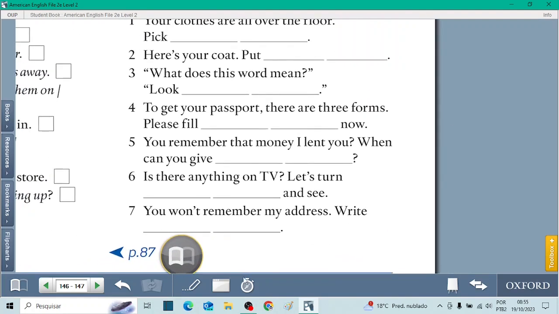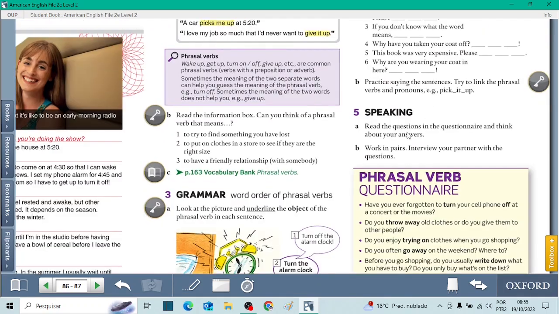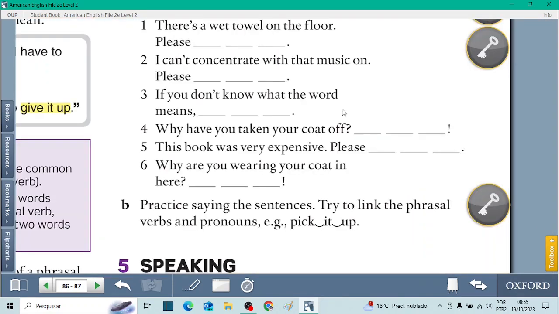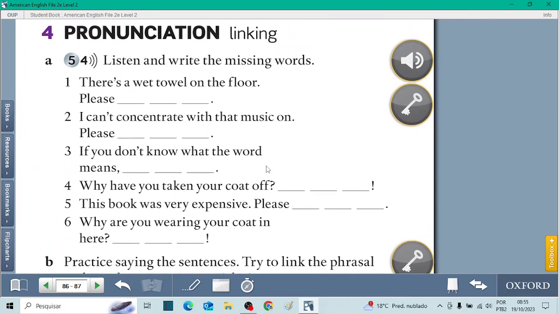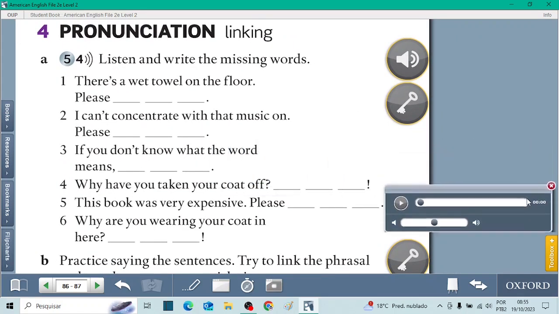Fantastic. Let's go back to page 87 then. We have pronunciation now. Linking. Listen and write the missing words.